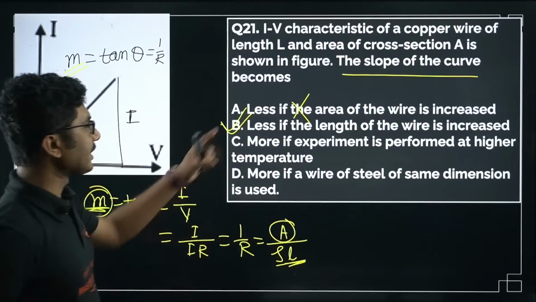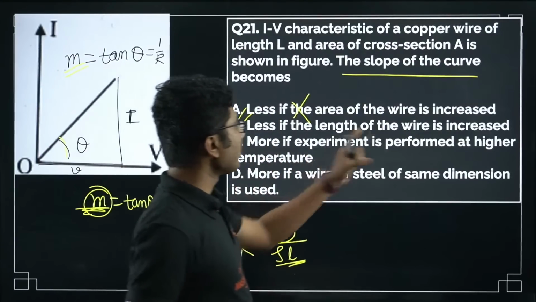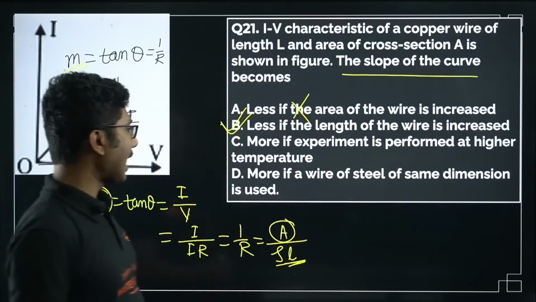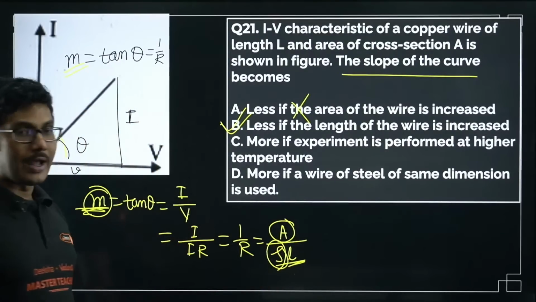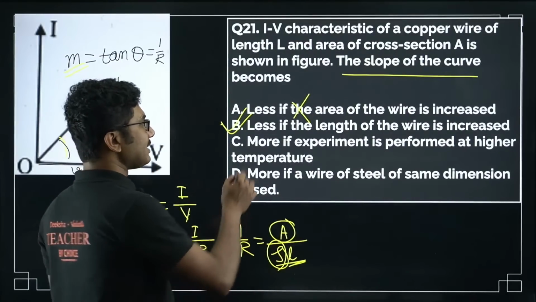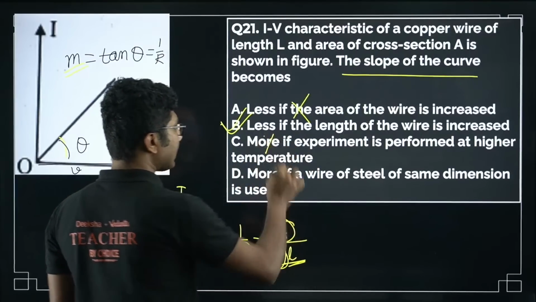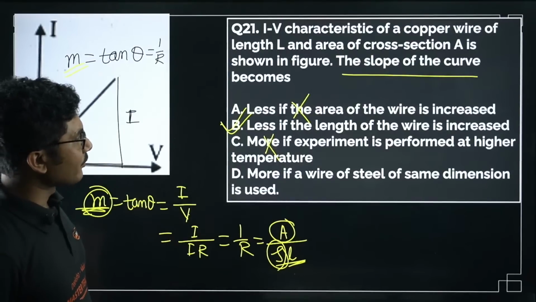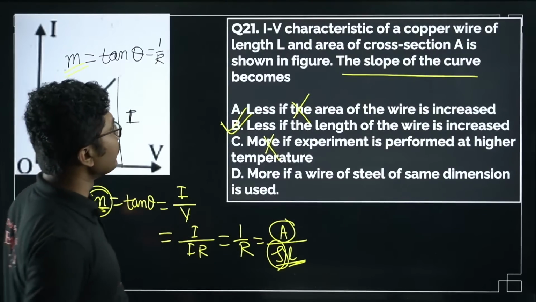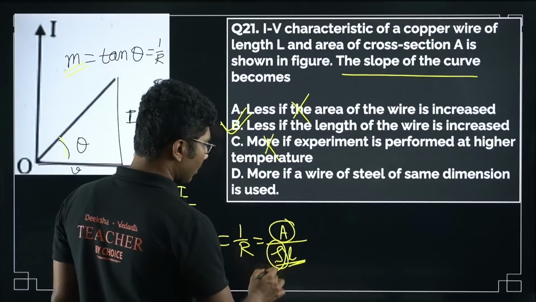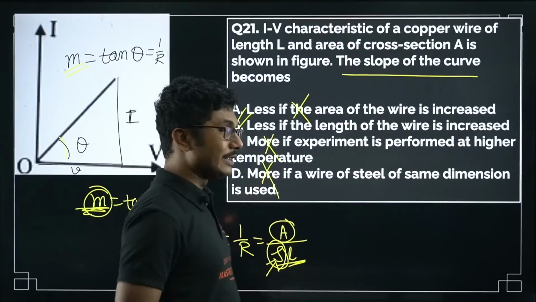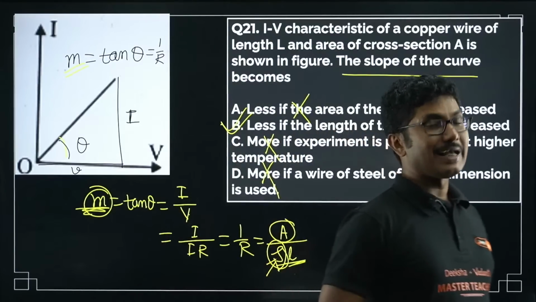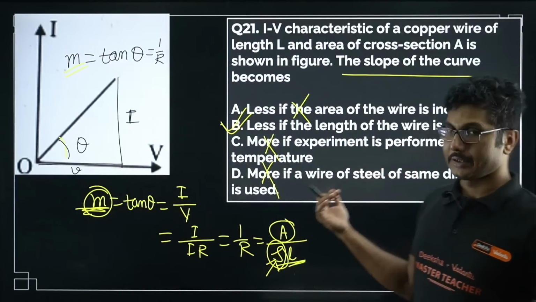Option B. You can check the other options as well. More if the experiment is performed at higher temperature. If you increase the temperature, rho value will increase. Rho value increasing means slope will decrease, so this is also incorrect. More if a wire of steel of same dimension is used. Now in case of steel also, the value of rho is more, so this is also incorrect. So inversely proportional means it decreases, directly proportional means it will increase.